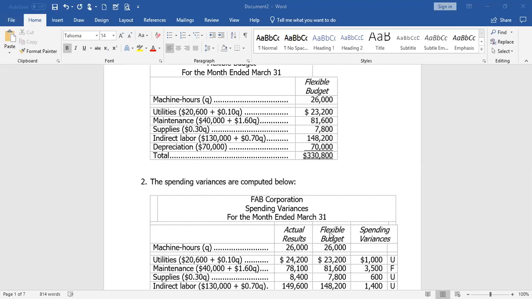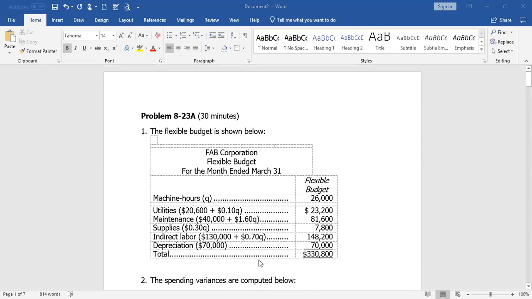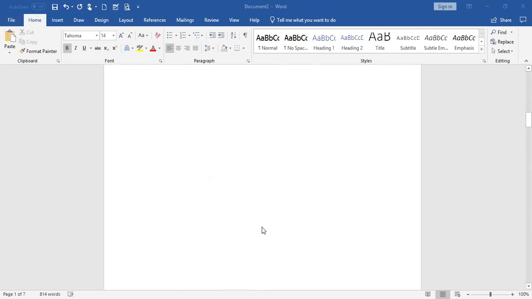It is the company's policy to close all variances to cost of goods sold on a monthly basis. So the first thing they want us to do is compute the following variances for June: materials price and quantity, labor rate and efficiency variances, and variable overhead rate and efficiency variances. So that handles the second part of our chapter. So let's take a look at that.